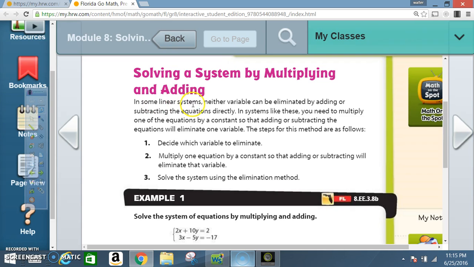In some linear systems, neither variable can be eliminated by adding or subtracting the equations directly. In systems like these, you need to multiply one of the equations by a constant so that adding or subtracting the equation would eliminate one variable. The steps for this method are as follows. 1. Decide which variable to eliminate. 2. Multiply one equation by a constant so that adding or subtracting will eliminate that variable. 3. Solve the system using the elimination method.